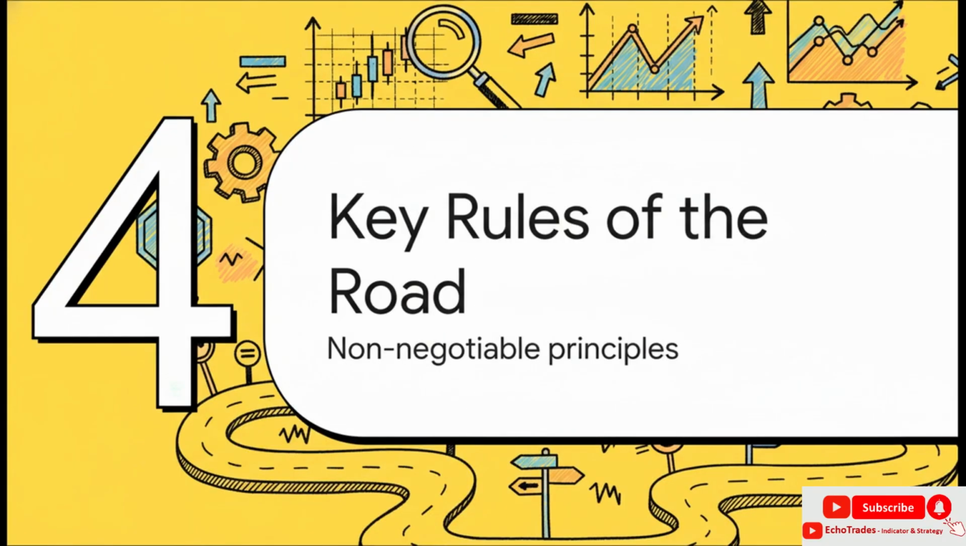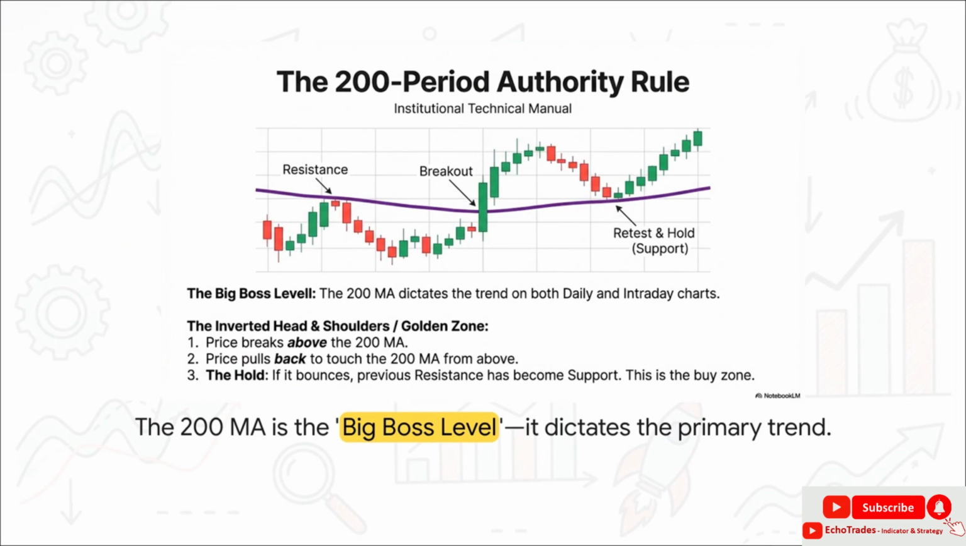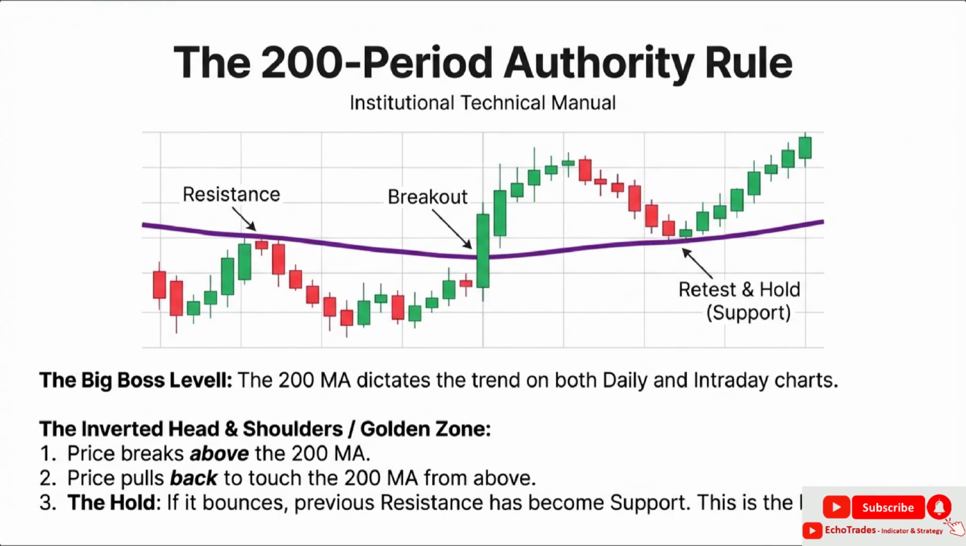Now look, anybody can load up a chart with a bunch of indicators, but knowing the rules of the road, the non-negotiable principles for using them, that's what separates the pros from the amateurs. Rule number 1, and this one's a biggie. The 200-period moving average is the big boss. You have to respect it, period.